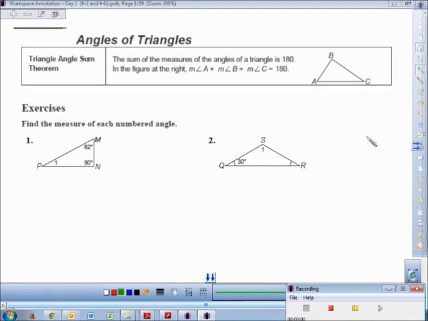Alright, this is 4.2 and 4.6 in Advanced Geometry. Today we learned the triangle sum theorem. All it basically says is that all three angles of a triangle add up to be 180 degrees. So we're going to keep it nice and simple.